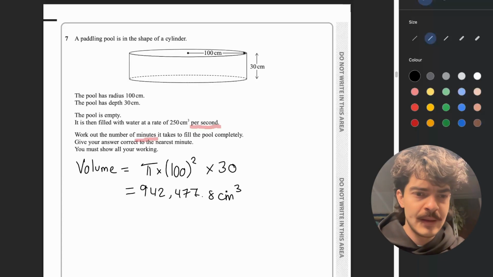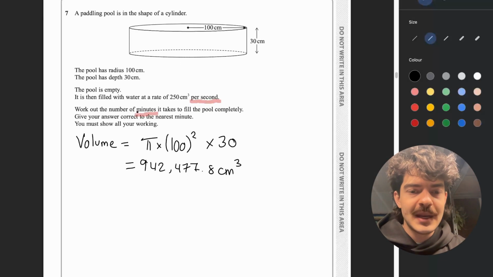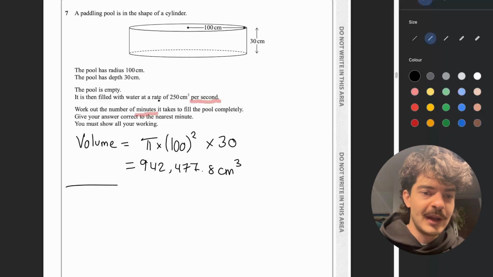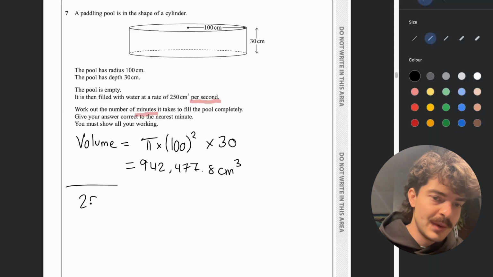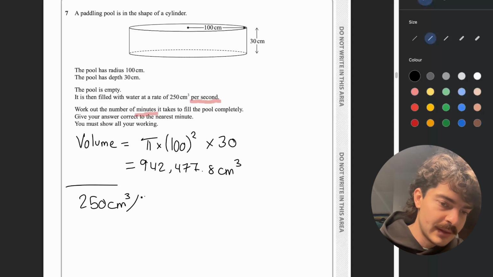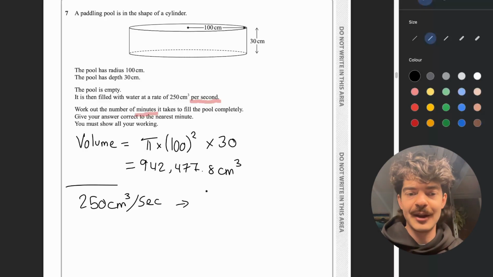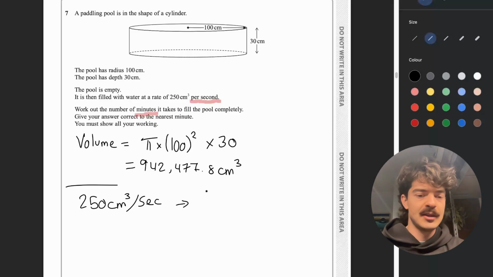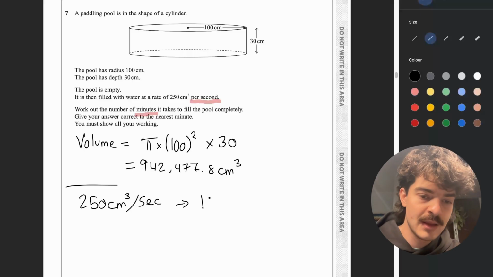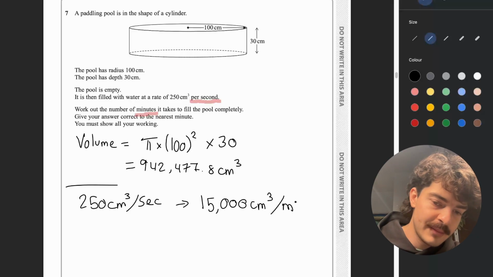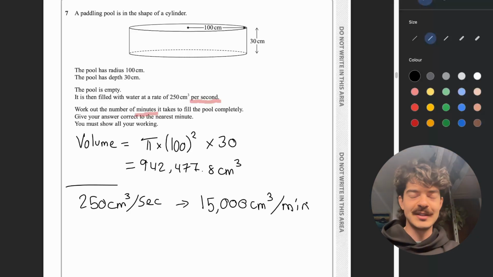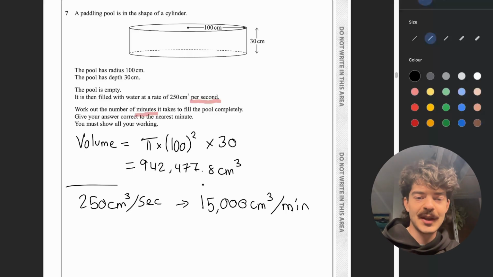Now, we want to figure out the number of minutes it takes for us to fill this pool. And we've got an input of water at 250 centimeters cubed per second. But how much water would be filled in 1 minute? Well, to find that out, how many seconds are in a minute? 60. So if we do 250 times 60, we're changing our units to minutes. 15,000 centimeters cubed per minute. And now we basically just need to figure out, well, how many times does 15,000 go into this big old number? And then we'll get the total amount of minutes.